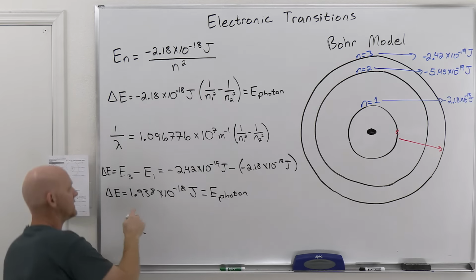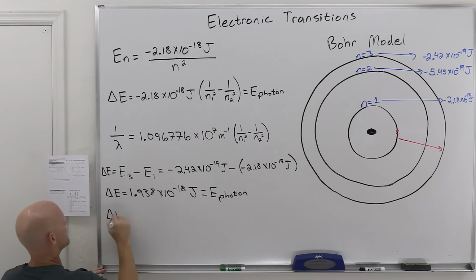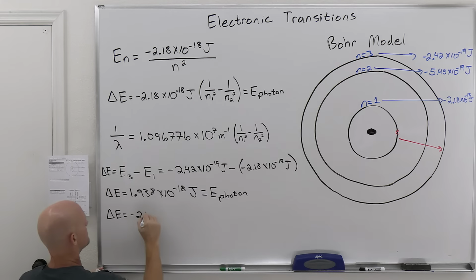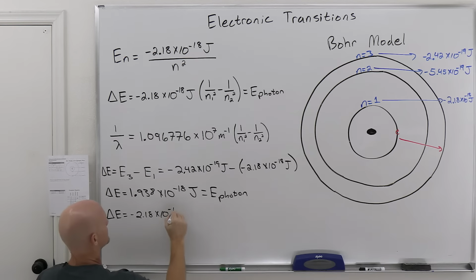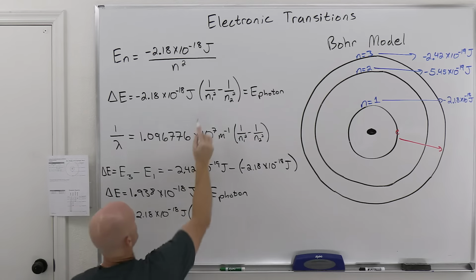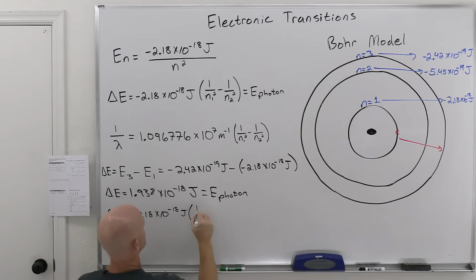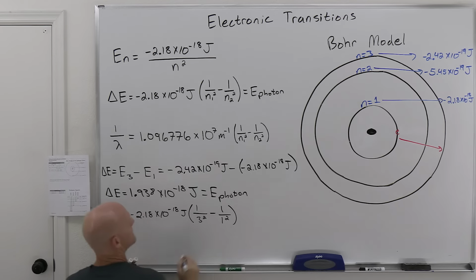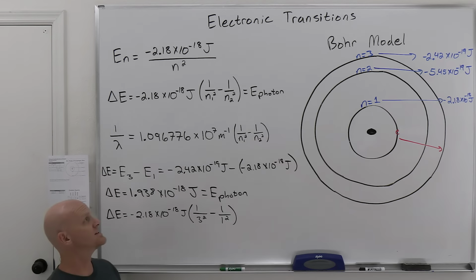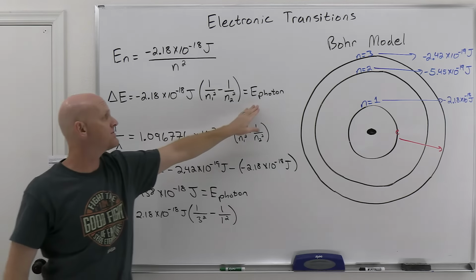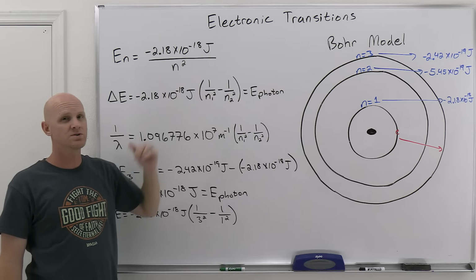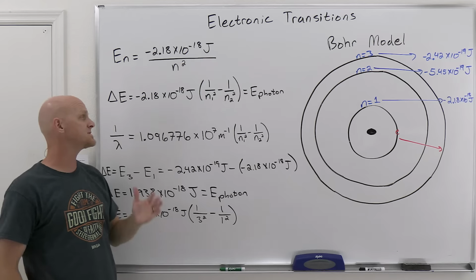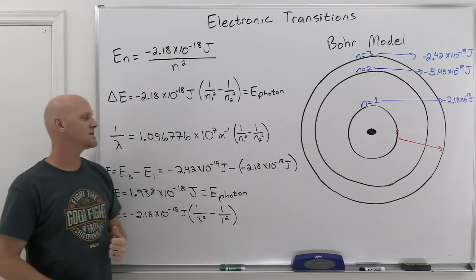If we calculate the same thing here using that equation, delta E equals negative 2.18 times 10 to the negative 18 joules times 1 over n1 squared, and in this case we're going to make that 3 squared, minus 1 over n2 squared, which is now 1 squared. One thing to note: when you're setting this equal to the energy of a photon, some people will define n1 and n2 this way, and some people will say n initial, n final, which is convenient as well.